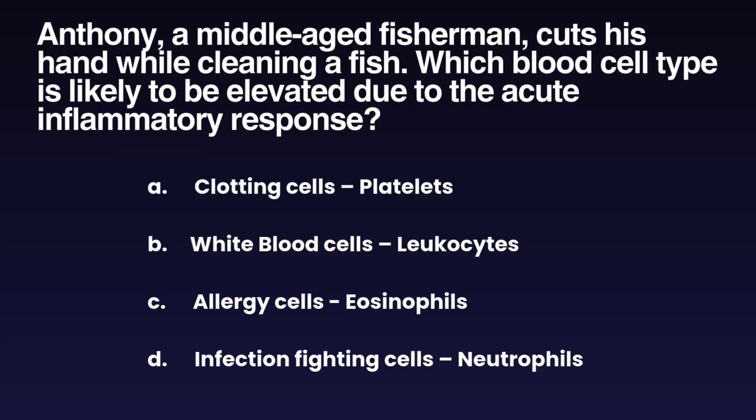Anthony, a middle-aged fisherman, cuts his hand while cleaning a fish. Which blood cell type is likely to be elevated due to the acute inflammatory response? A. Clotting cells, platelets. B. White blood cells, leukocytes. C. Allergy cells, eosinophils. D. Infection-fighting cells, neutrophils. 5 seconds.